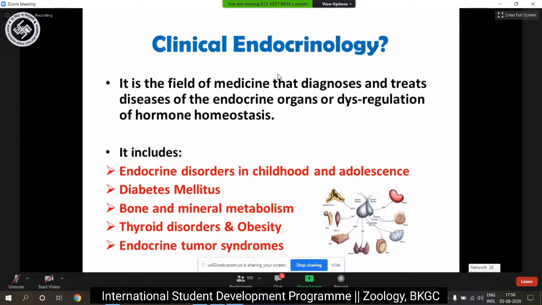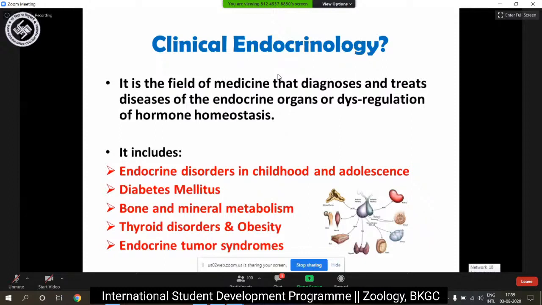Then clinical endocrinology, and that is of course one very important aspect, one very important part of research nowadays. This is a field of medicine that diagnoses and treats diseases of the endocrine organs. You all know about diabetes, and during the time of COVID, the most talked about term was comorbidity. The mortality rate is higher for those who are suffering from diabetes. Diabetes is definitely, we all know, an endocrinal disease. So clinical endocrinology becomes very important in all these aspects.